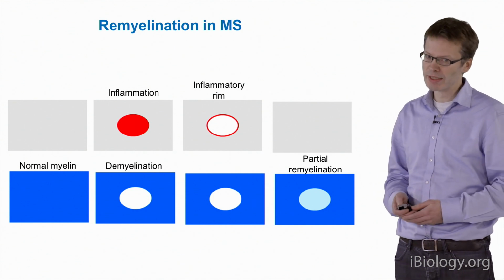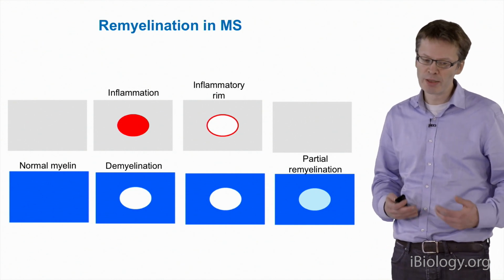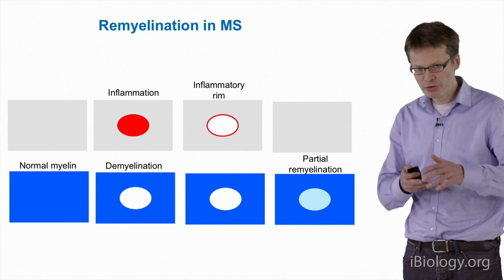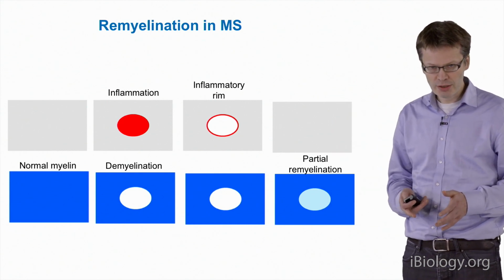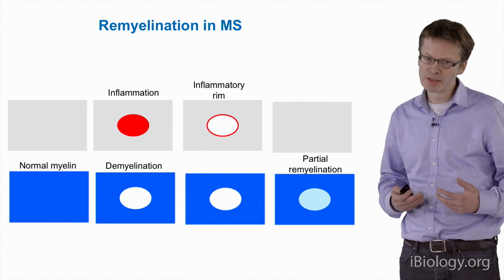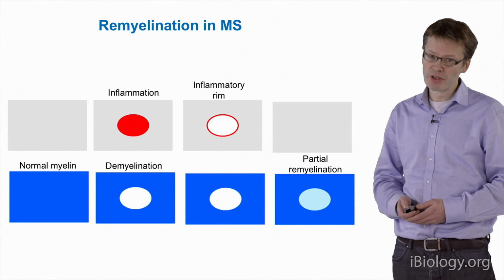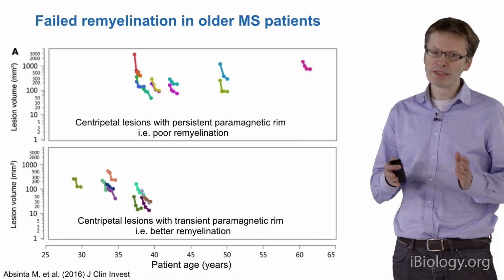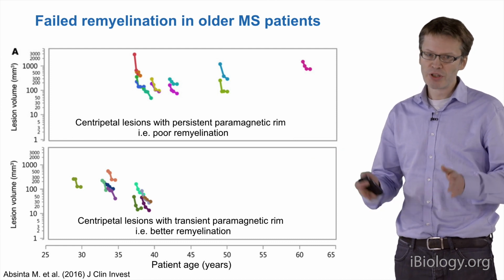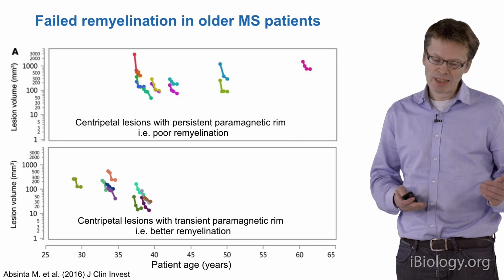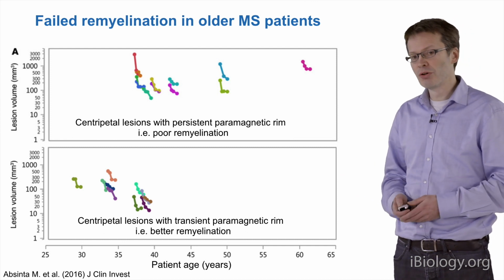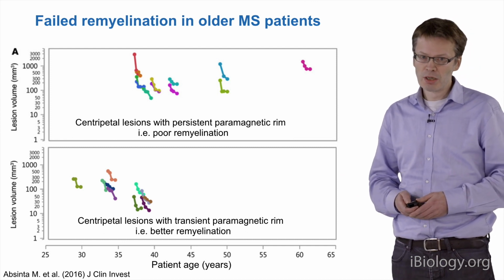Not all lesions develop like this, so there were also lesions which were able to recover by MRI criteria. Again, red, the inflammation, you see this paramagnetic ring, but now this ring does not persist. It's a transient ring, and this correlates with a better recovery. If you now plot these different types of lesions for different patients, then an interesting pattern emerges. So the young patients are those that have a transient paramagnetic rim, so have good recovery, and the older patients are those which have poor recovery.